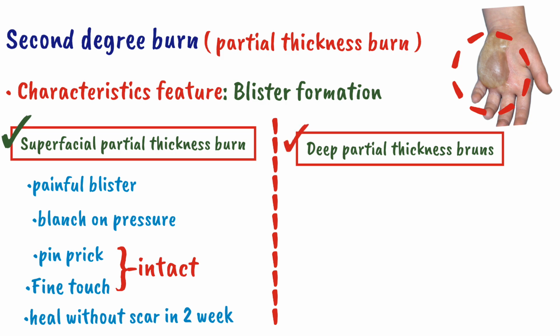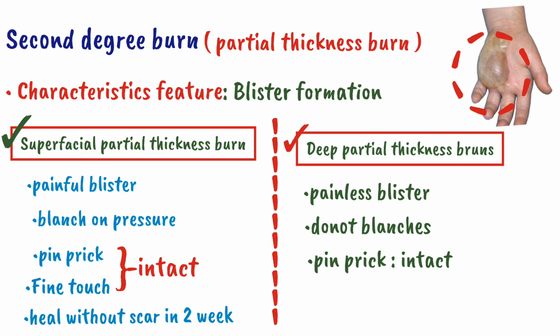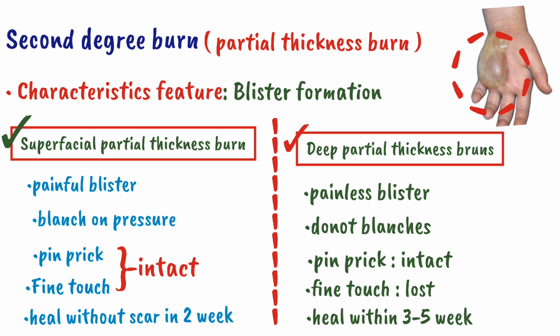While in the deep partial thickness burn, there will be a painless blister which does not blanch on pressure, and the pinprick sensation will remain intact but the fine touch will be lost. This type of burn will heal within 3 to 5 weeks, but sometimes it produces a scar.